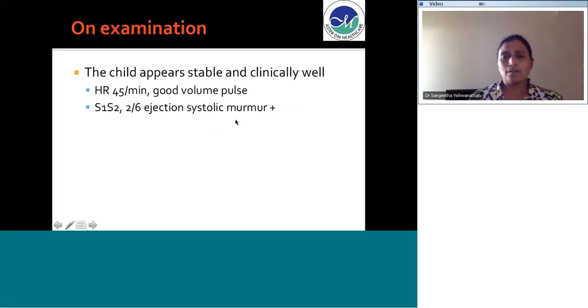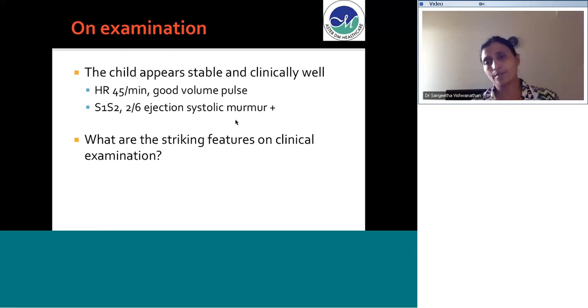So you examine him. Child is stable, and clinically looks well. Heart rate is 45 per minute, good volume. The soft ejection systolic murmur. What are the striking features on this clinical examination that you have done? What strikes you? Correct. So this child appears to be bradycardic. Okay, so there's significant bradycardia, and obviously the next step for you is to find out, why is the child bradycardic?